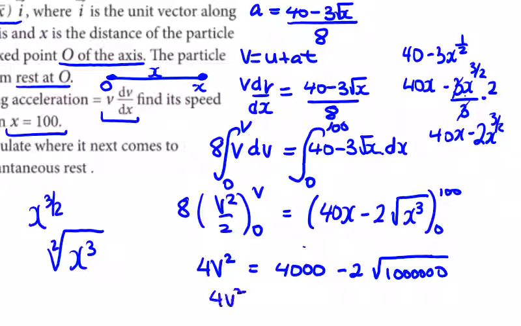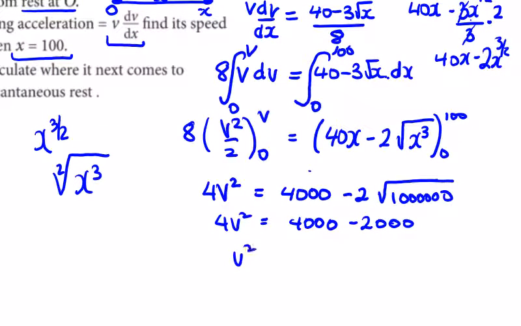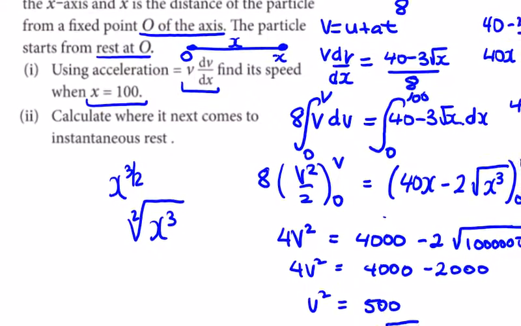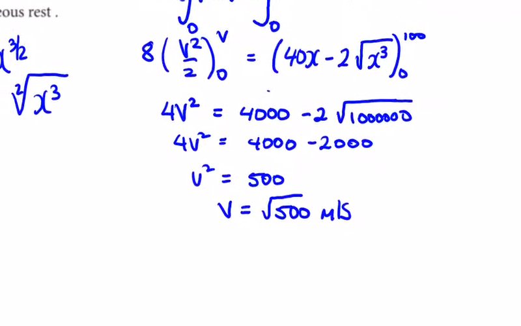So we're going to get 4v squared is equal to 4000, and the square root of a million is 1000, minus 2000, which is 2000, so v squared is equal to 2000 divided by 4, which is 500. So velocity is equal to the square root of 500 meters per second. That's the speed when x is 100.